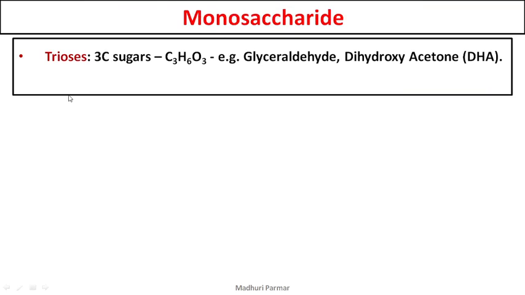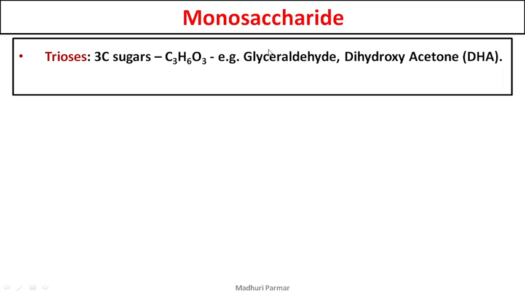So now let us consider a few of these. Just some examples we will see. Trioses have 3 carbons, so they are 3 carbon sugars. Putting that 3 in the formula CnH2nOn, you put 3, so you get C3H2O3, which will give you C3H6O3. So C3H6O3 is the molecular formula for trioses. Clear?